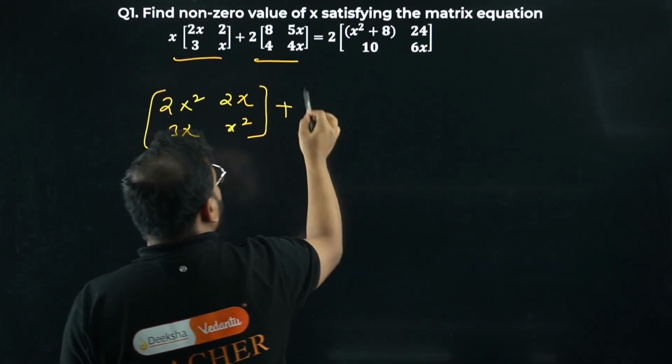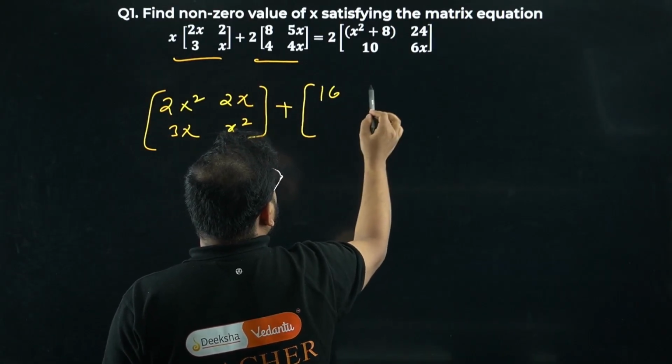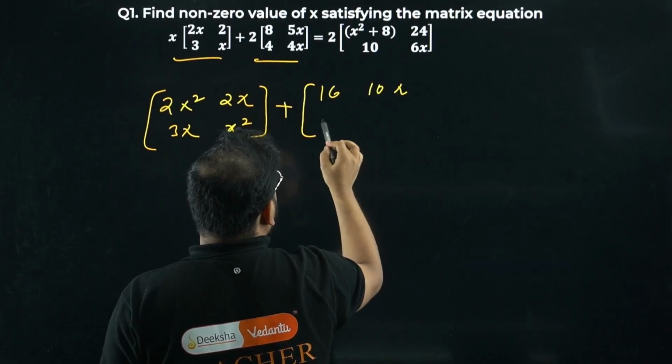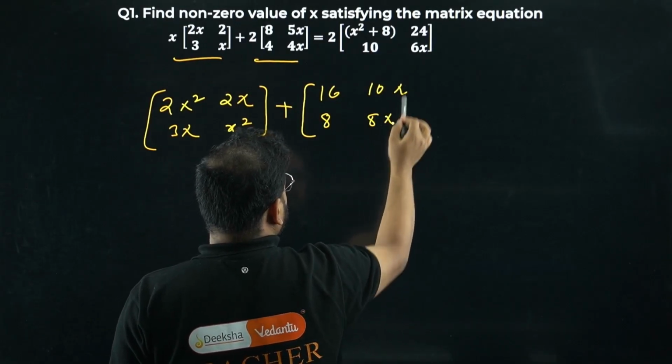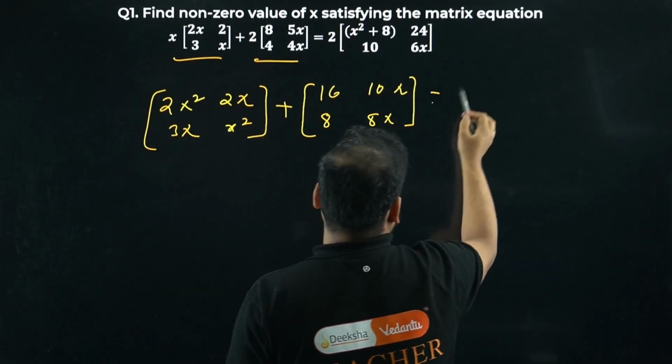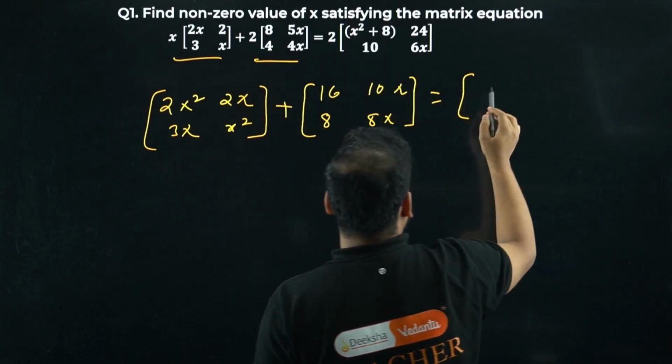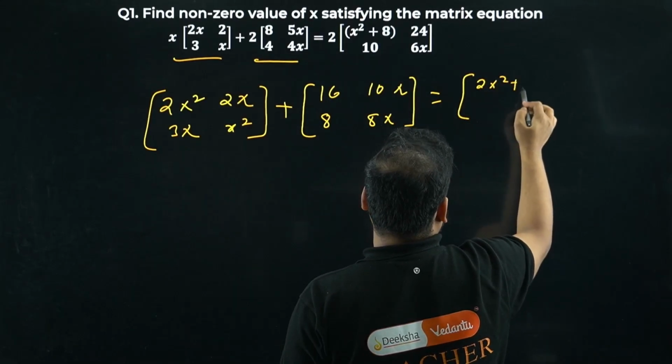Second matrix. Multiply 2 into 8 is 16, 10x. Over here I have 8, here I have 8x. Okay. What I have here is correct.